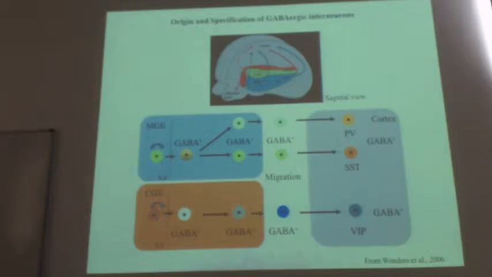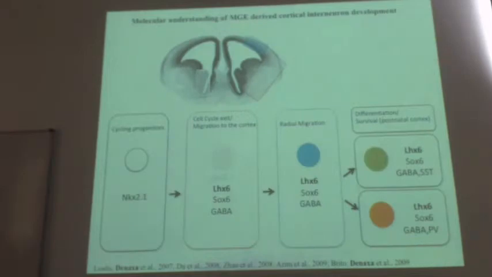So this pattern is quite reminiscent of what is happening in the spinal cord, and therefore we and others thought that a combinatorial expression of transcription factors, which is going to be distinct in each subdomain, might be important for the generation of the different subpopulations of interneurons. So I'm just going to focus on the medial ganglionic eminence and describe to you the molecular cascade that we know so far. In the medial ganglionic eminence, cycling progenitors express the transcription factor Nkx2.1.